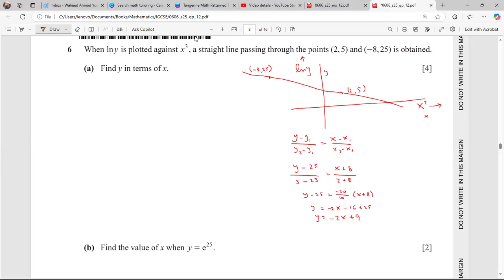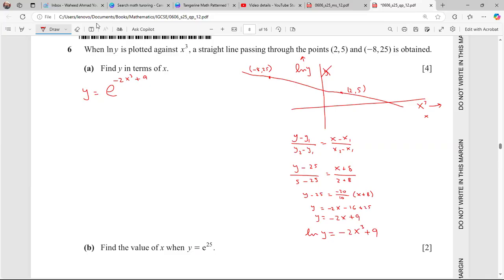Now I will replace y by log y, because on the y-axis I'm not plotting y but log y. And in the x direction it is not x but x cube, right? So this is the meaning of this expression, that when log y is plotted against x cube, a straight line is formed. Find y in terms of x. So from here I can see that y is going to be equal to e to the power minus 2x cube plus 9. Okay, so I hope this is clear.